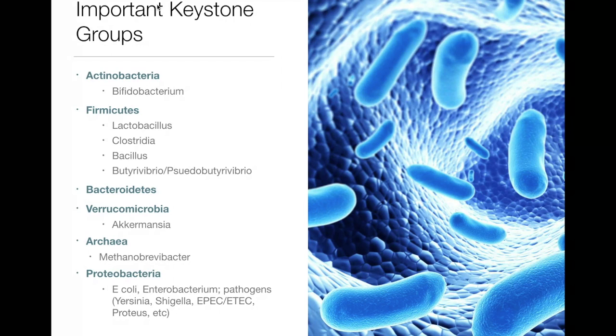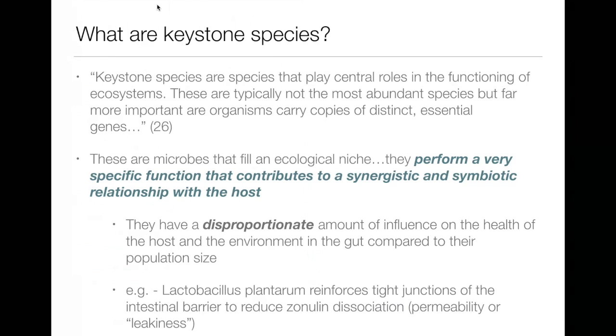So the good news is we can test for all of these. All of these are things that we can find and detect in microbiome testing, and we do, in fact, and these are the things that we want to look for as far as the balance of these and the ratios to each other. All right, so what are keystone species?